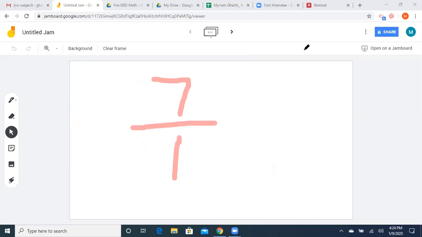Anytime you have a whole number and there's nothing under it and you want to make it a fraction, make it over 1. It's not 100% of the time. When we talk about adding and subtracting fractions, I'll show you when this is different. But for now, just make it over 1. So this would be 7 over 1.